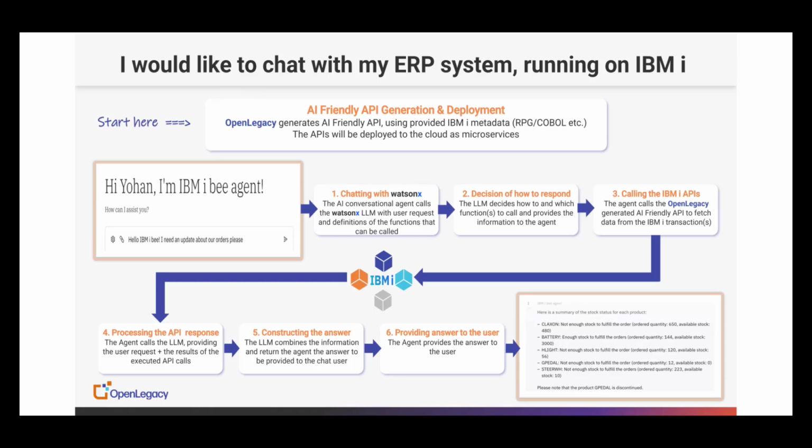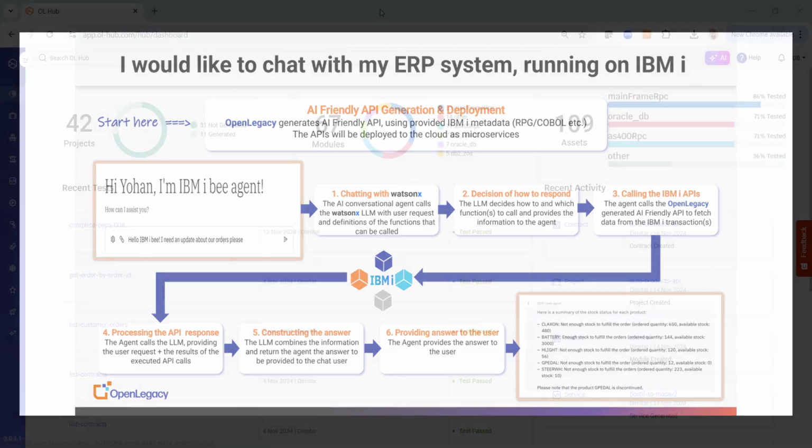OpenLegacy fetches the data from the IBM i transactions and returns them to the agent. The agent calls up the LLM, passing on the user request and the results of the API calls. The LLM processes the information and returns a response to the agent. As a final step, the agent returns a natural language response to the user. From the user's point of view, the whole flow simply consists of a question followed by an answer.